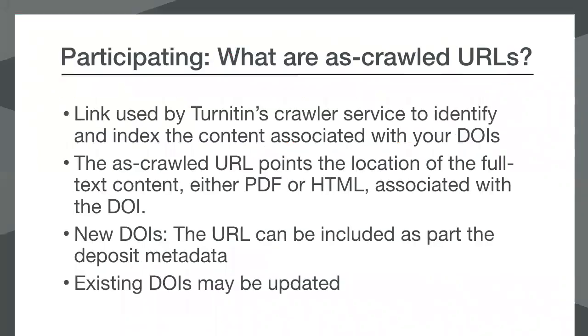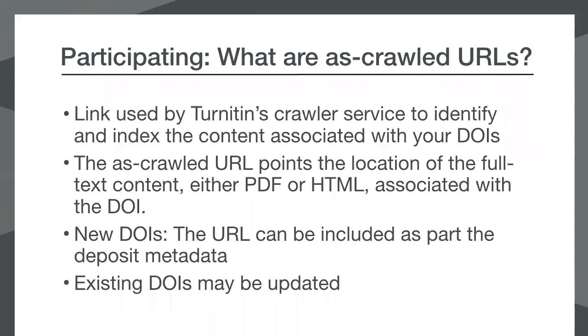So what is an as crawled URL? Well, this is a specific crawler-friendly link that's used by crawler services to index content. Turnitin needs the as crawled URL for the content associated with each DOI in order to index your content as part of the Similarity Check membership agreement.